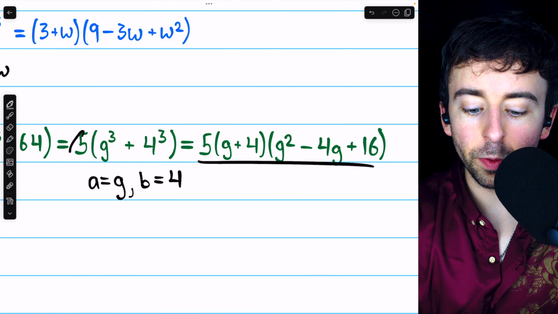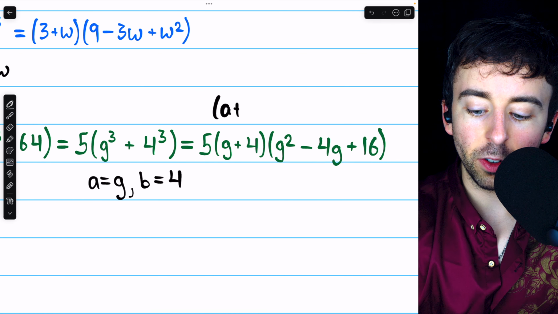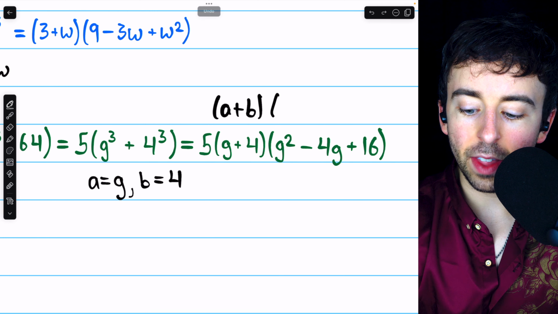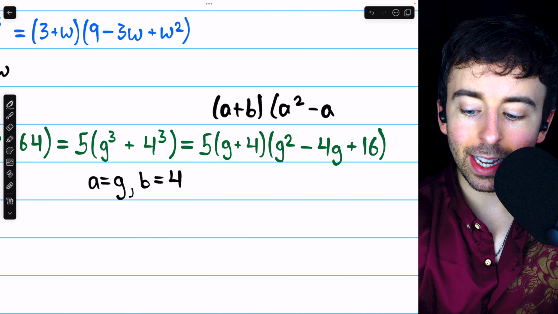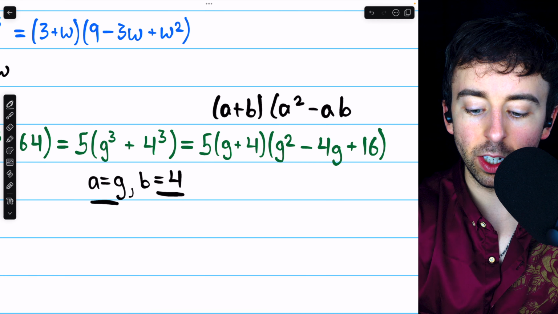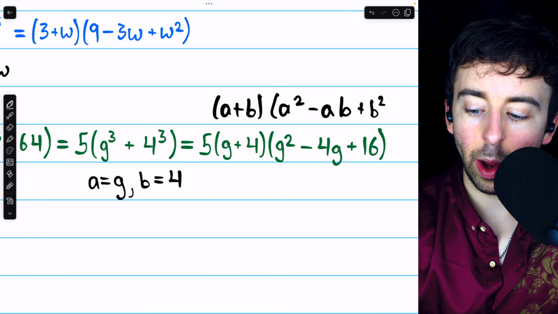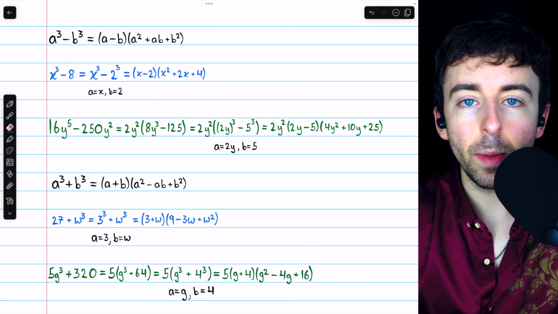And there it is. Don't forget we have the factor of 5 out front, then applying the factorization, we have a plus b, so g plus 4 we see there, and then we have a squared, so g squared, and then minus the product of the two things, so g times 4, so 4g, and then plus b squared at the end. b is 4, so that's plus 16. That's how to factor a sum and difference of cubes.